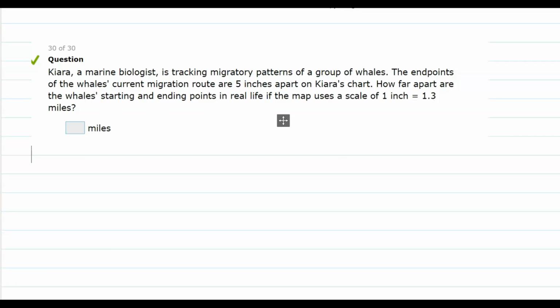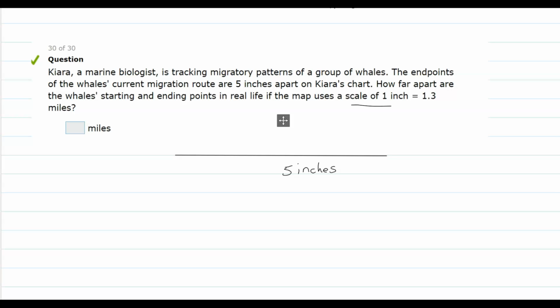Kira, a marine biologist, is tracking migratory patterns of a group of whales. The endpoints of the whale's current migration route are 5 inches apart on Kira's chart. So 5 inches. This is the chart. This is the small one. How far apart are... So nice.